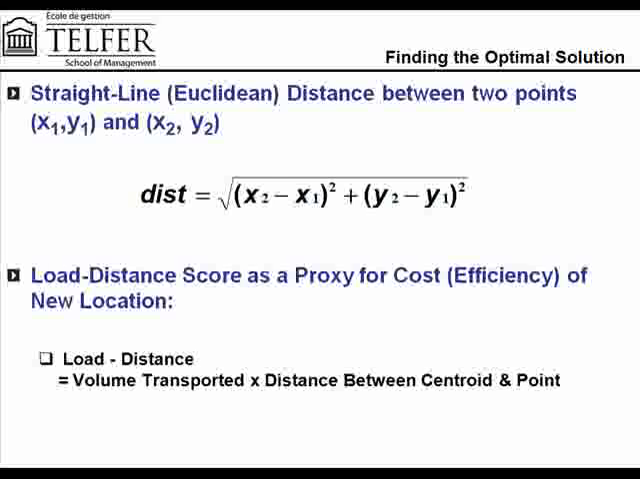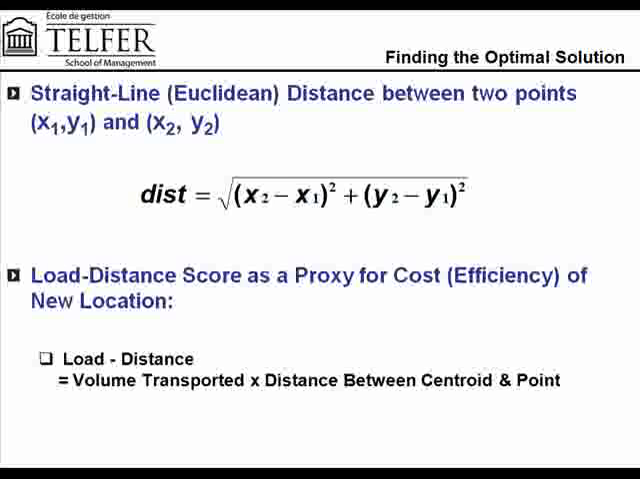And the load distance metric then simply is the volume that is going to be transported on that route and the distance of that route, the product of those two things. So the product of the volume of transportation on a route and the distance of that route. That gives you the load distance.